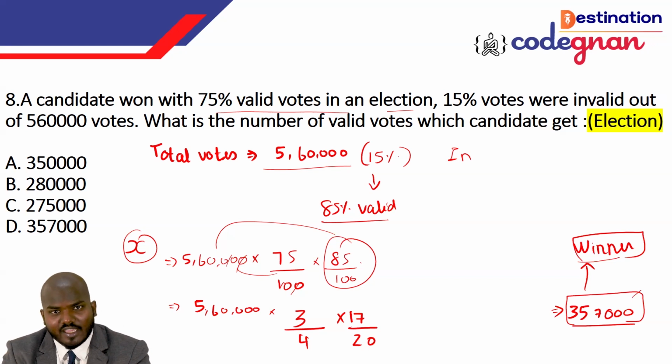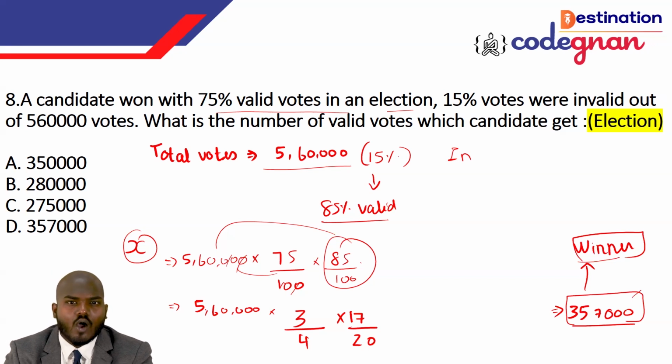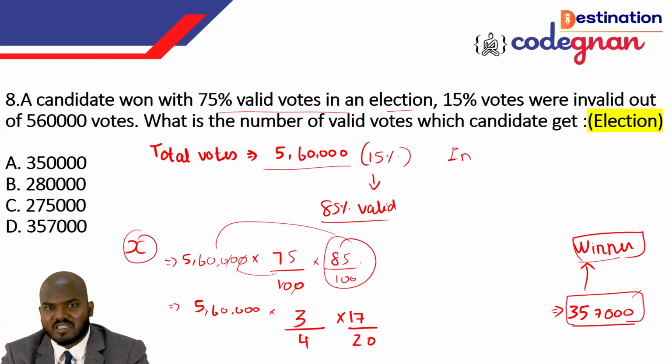Out of the 85%, the candidate who won also got a part of it. Out of 85%, he won by 75% of votes. So we put the 85 and 75 in the same place. Many people will be confused why you took the 75 and 85. We want to specify only the valid votes so that we can find the answer very easily. I hope you understand this, guys. Clear? Okay.